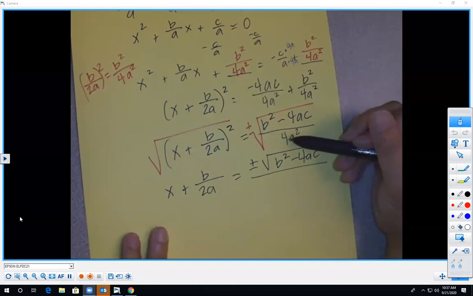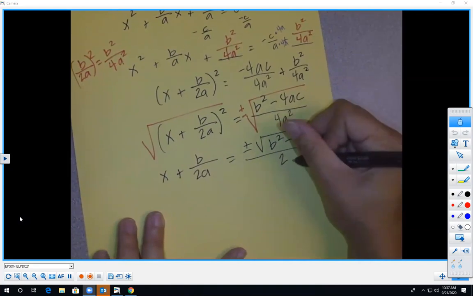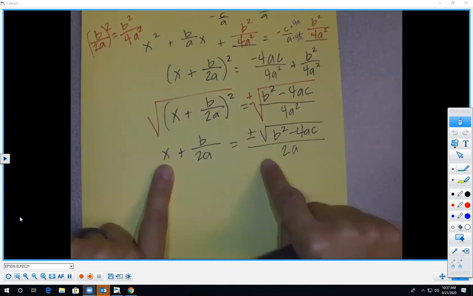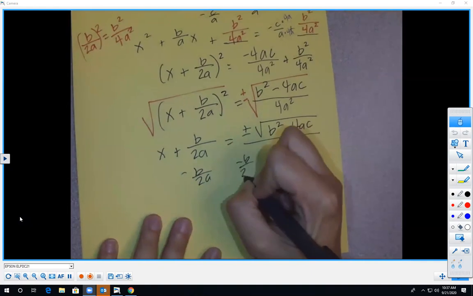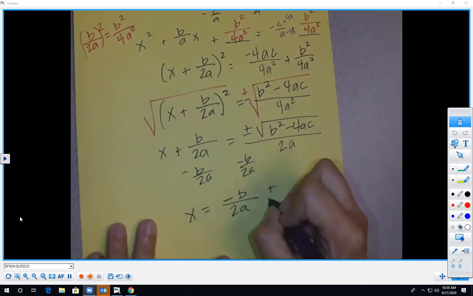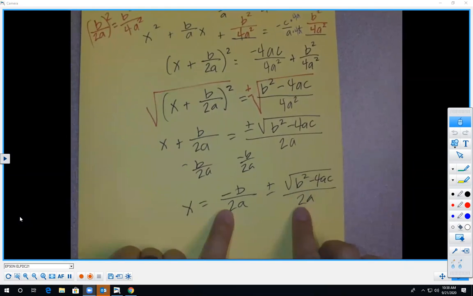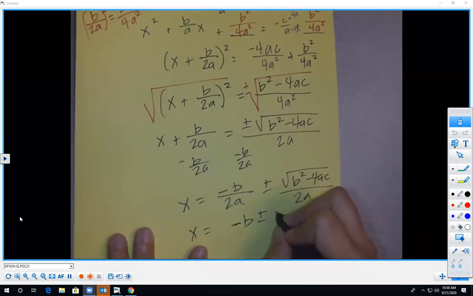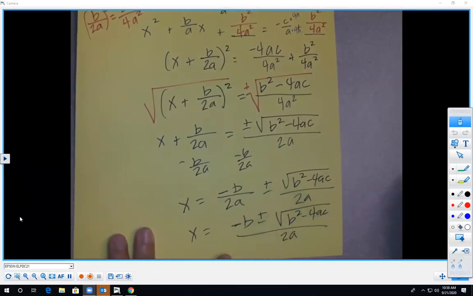When I take the square root, what's the square root of 4? 2. And what's the square root of a squared? A. How do you solve for x now? Subtract that. So I'm going to subtract b over 2a from both sides. And I get x equals, you could write it negative b over 2a plus or minus the square root of b squared minus 4ac over 2a. Or do they have a common denominator? Yes. So you can put it all together. Negative b plus or minus the square root of b squared minus 4ac all over 2a.